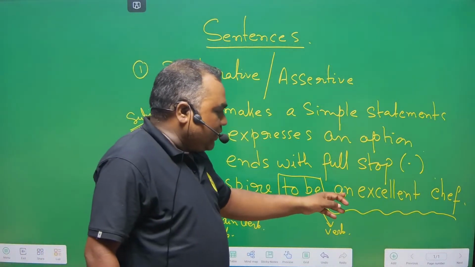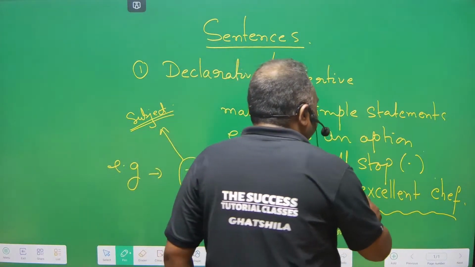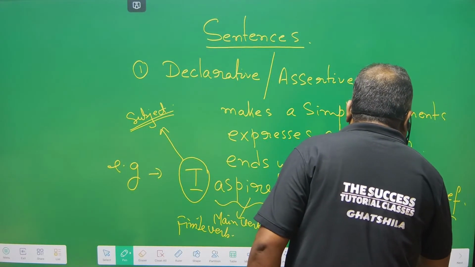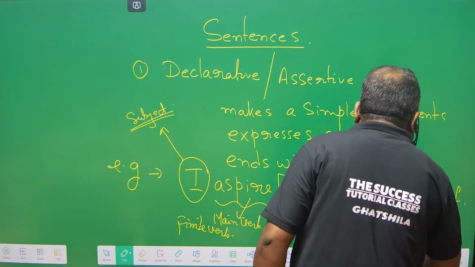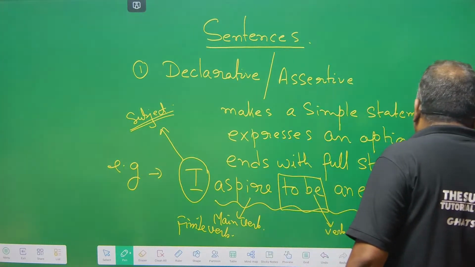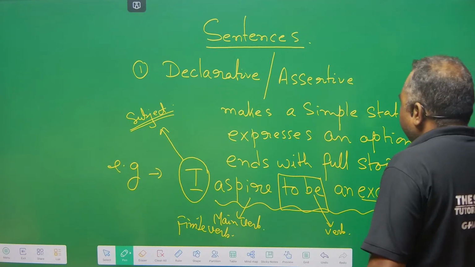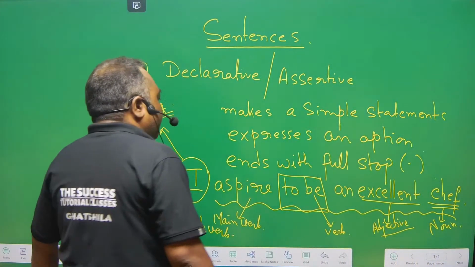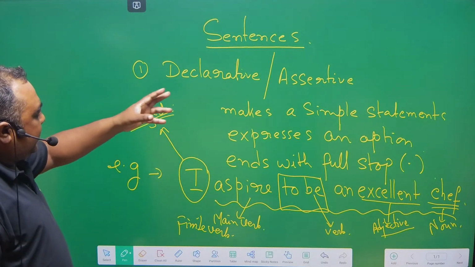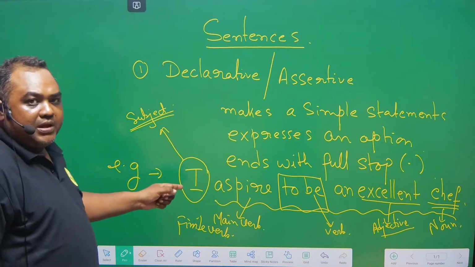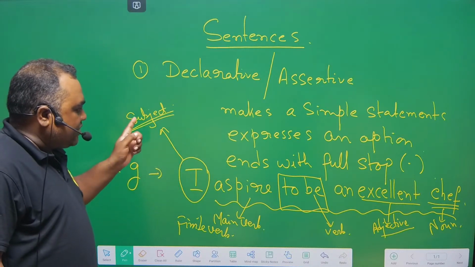And this one is an article, an indefinite article. Excellent, this one is an adjective. Adjective means describing word. And this one, chef, is a noun. So, I aspire to be an excellent chef. This sentence is an example of a declarative or assertive sentence. Here I have mentioned I is a personal pronoun. It acts as a subject.